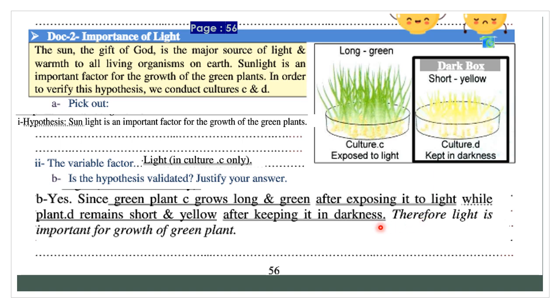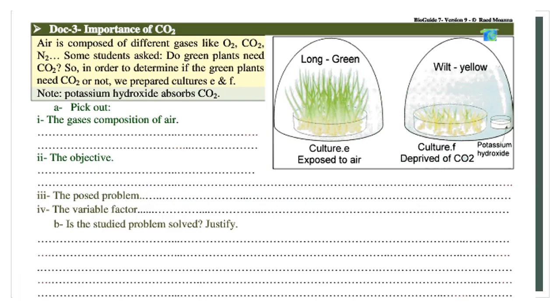Therefore, light is important for the growth of green plants. Now, this is document 3, page 57. I want you to solve it alone at home, please, but I'll read it with you now.